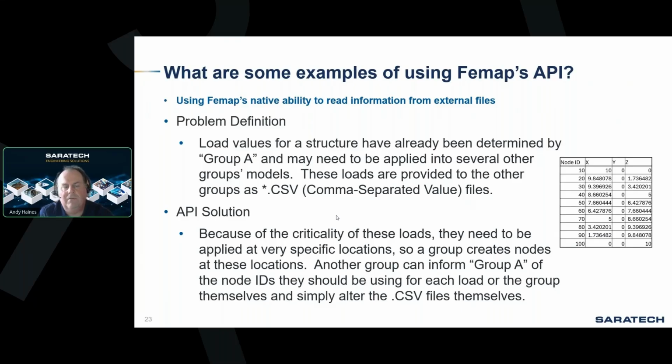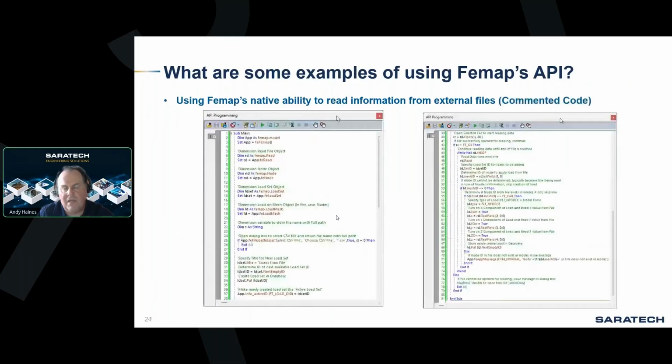All right, so let's say you have load values that group A already has, and they need to provide them to several other groups. What somebody could do is put those loads into something like a CSV file, a comma separated value file. Then you can use Femap's built-in capabilities to read from a file, read through that .csv file, and automatically create loads and boundary conditions. And here's all the code it takes to do that. You can see that it's fully commented and everything.